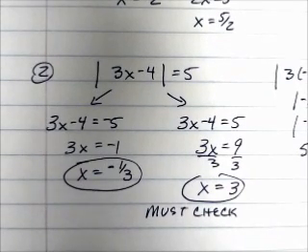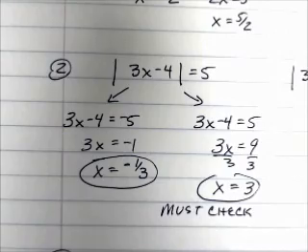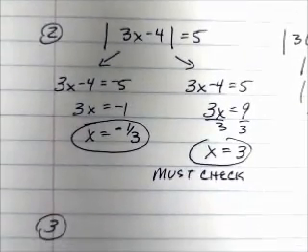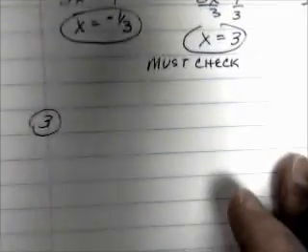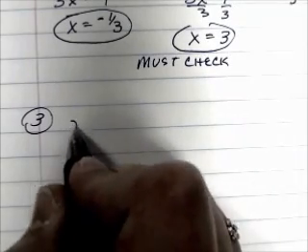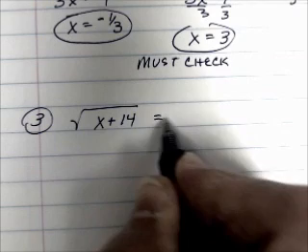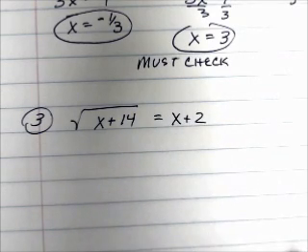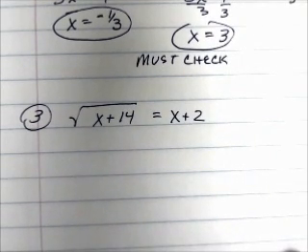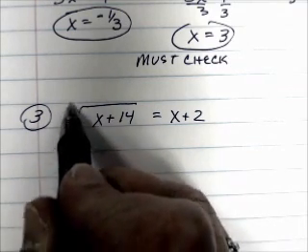Next, let's look at solving an equation containing a radical. The square root of x plus 14 equals x plus 2. Alright, the radical is isolated, so square both sides.